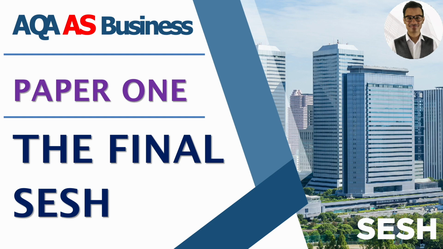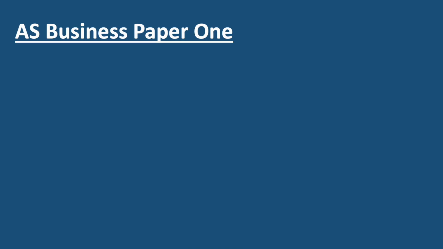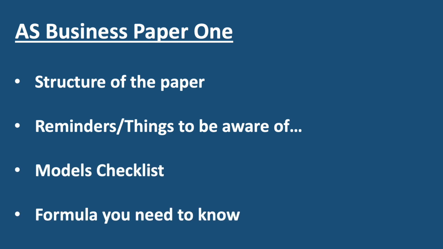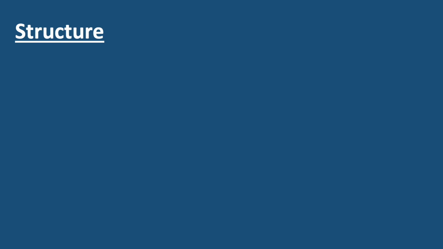This is the final sesh for AQA AS Business Paper 1. So thinking about AS Business Paper 1, let's go through the structure of the paper, reminders and things to be aware of before you go into that exam, and then a models checklist and the formula that you need to know.